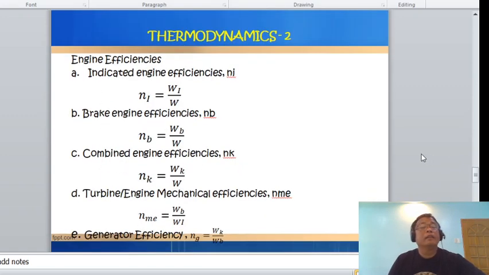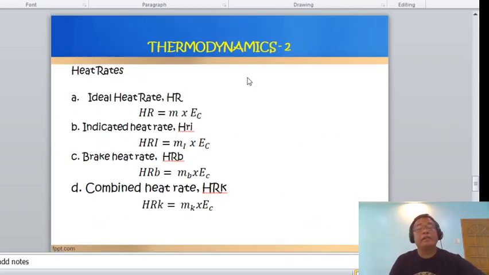And then engine efficiencies. The indicated engine efficiency is equal to the indicated work over W. Brake engine efficiency is the brake work over W. Combined engine efficiency is the combined work over W. And the turbine engine mechanical efficiency is, of course, the brake work over the indicated work. For the generator efficiency, that is the combined work over the brake work.